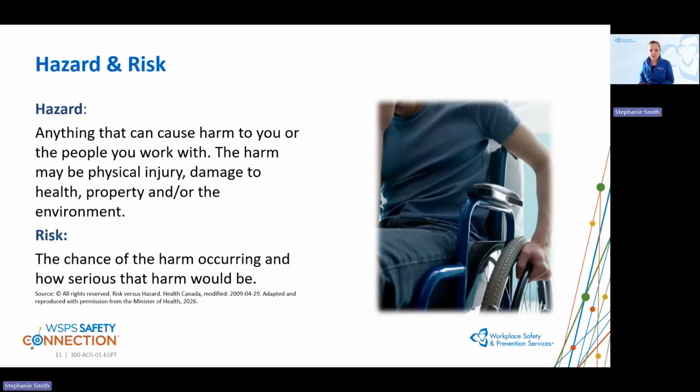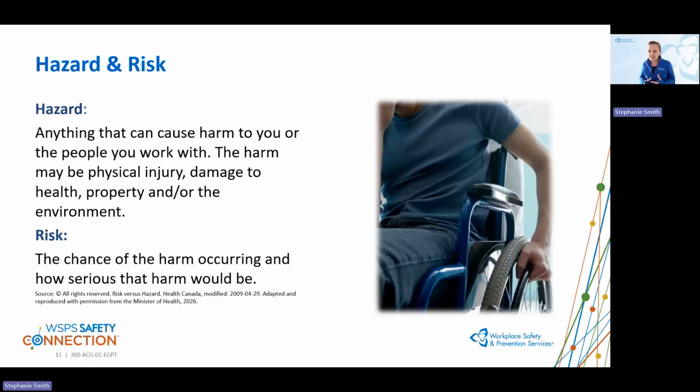So first off, in order to do a hazard assessment, you need to understand what a hazard is. So a hazard is anything that can cause harm to you or the people you work with. That harm can be a physical injury, but it can also be damage to your health, whether it's long term health, as well as mental health. It can be also damage to property and to the environment.